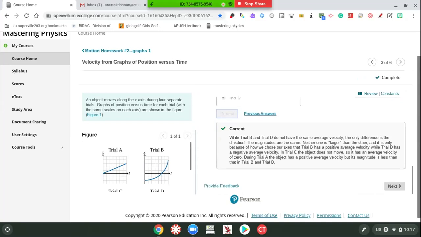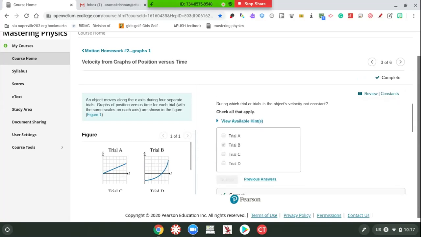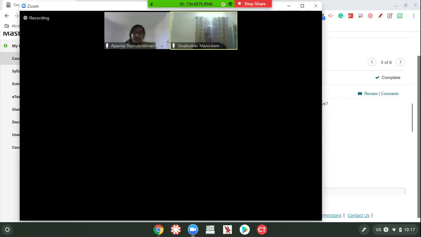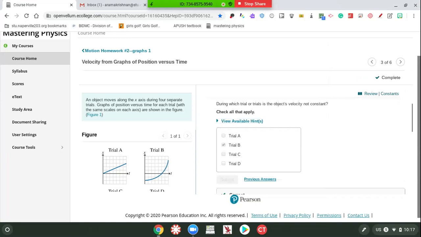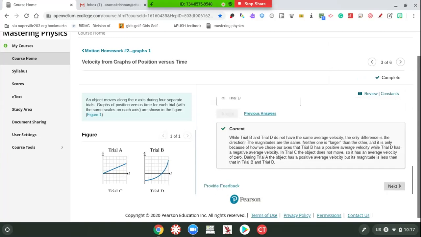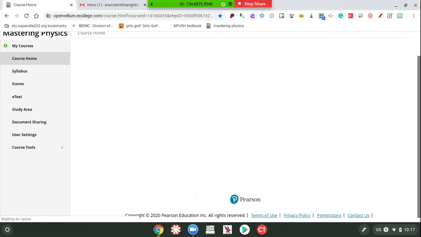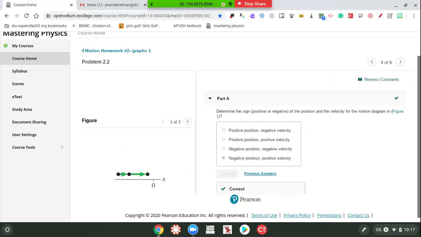You got this, right? Average means, suppose you want to find the average between this point and this point, you have to join those 2 points by a straight line. So that will become a chord. So you have to get the slope of the chord. Instantaneous velocity is the slope of the tangent.